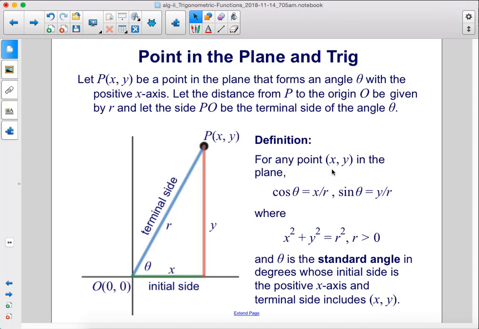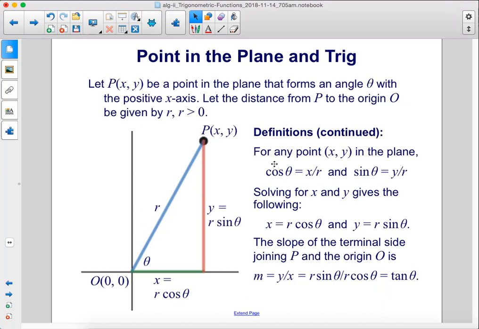For any point x, y in the plane, cosine theta equals x over r, and sine theta equals y over r, where x squared plus y squared equals r squared, the Pythagorean theorem, and r is greater than 0. And theta is the standard angle in degrees whose initial side is the positive x-axis and terminal side includes the point x, y. For any point x, y in the plane, cosine of theta equals x over r, and sine theta equals y over r.